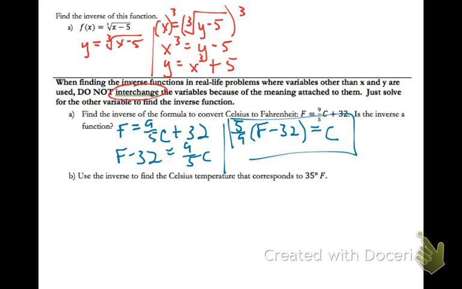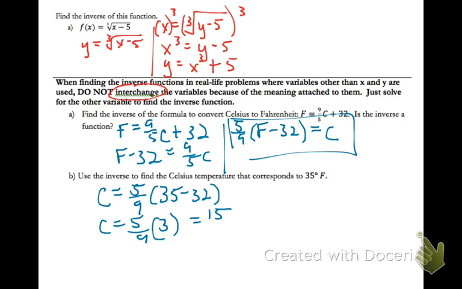And now I can use that function to find the Celsius temperature that corresponds to 35 degrees Fahrenheit. So instead of Fahrenheit, I'm going to plug in 35. So 5/9 times 3, which is 15/9, or 1 and 6/9, 1 and 2/3 degrees Celsius. So just a last note is in real life problems, do not interchange the variables when you find the inverse. You simply solve for the other variable, and once you've done that, what you've got is the inverse function.